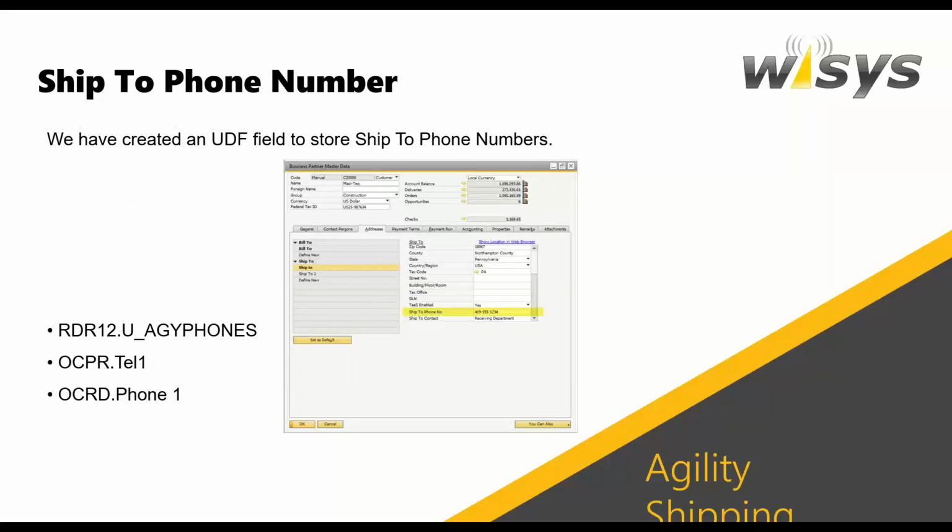For ship to phone numbers, we have created our own UDF. And that will be the first place we look. However, if we do not find any phone numbers in that UDF, then we fall back because the shipments do require a phone number. So our first fallback is to the OCPR Tel 1 and then the OCRD Phone 1. We do something similar with a ship to contact name. We have a UDF for that as well. And then we fall back to 2 other locations as well.